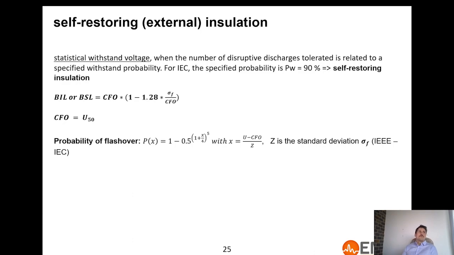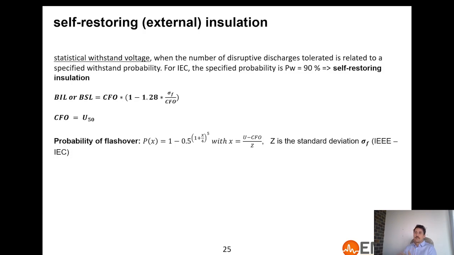For most equipment, this list of BSL and BIL will be like tables. For self-restoring insulations, sometimes you may not have those values and you may need to calculate them yourself. So here in this section, we'll explain a little bit how to do that.